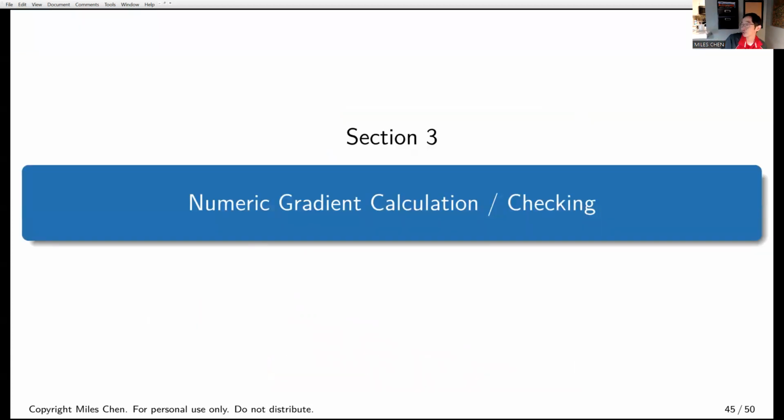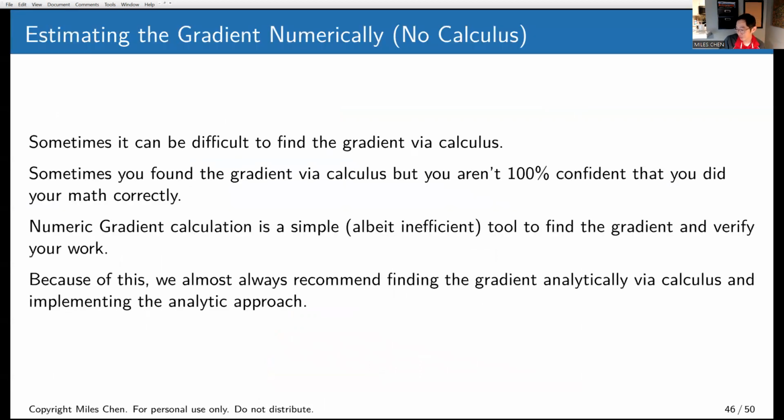I need to talk about numeric gradient calculation, and we'll do this. Okay. So sometimes it can be tough to find the gradient via calculus, via vector calculus and things like that. And sometimes you do find the gradient, but you're not 100% confident you did it correctly either.